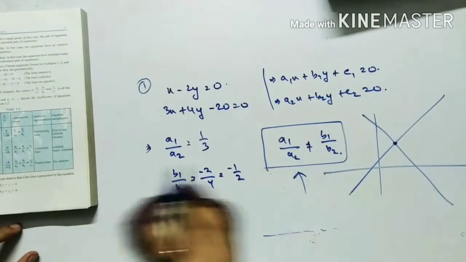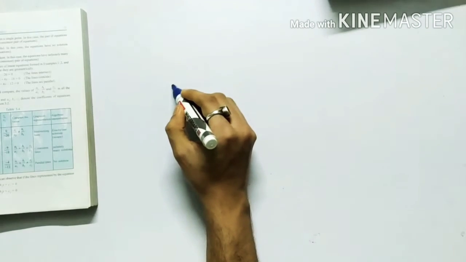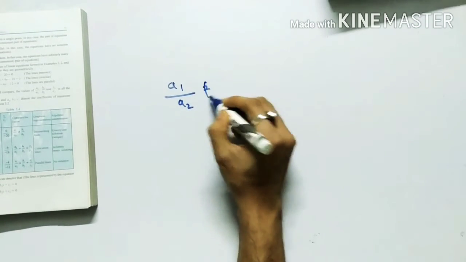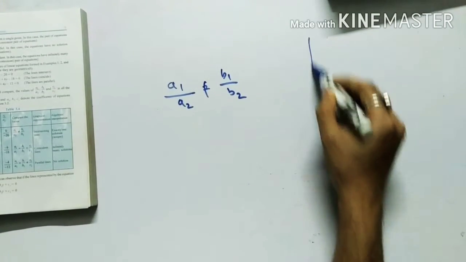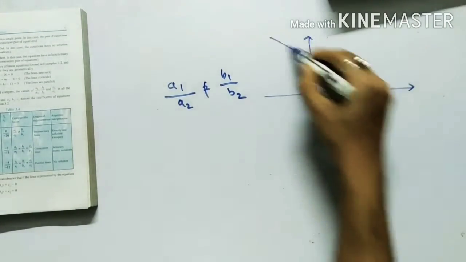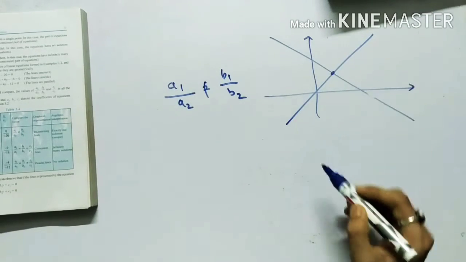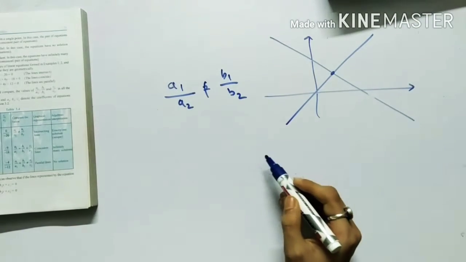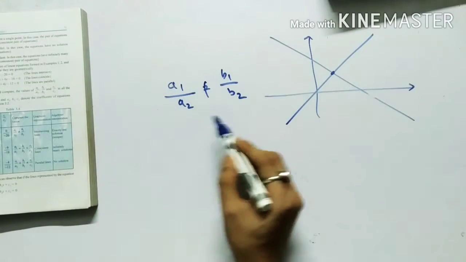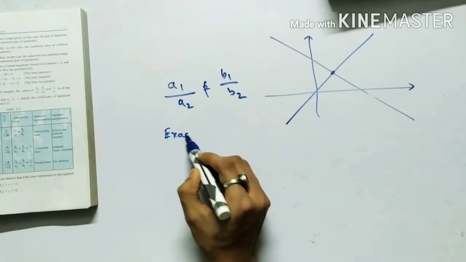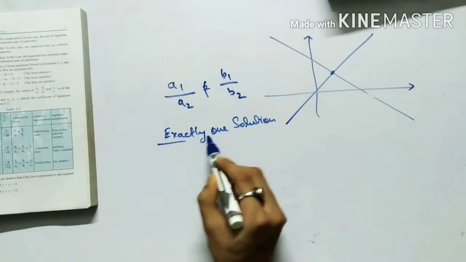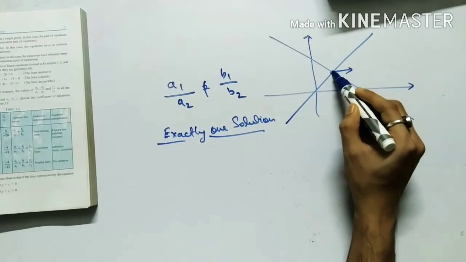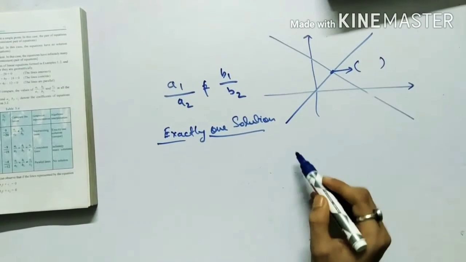Now next, I will show you the conditions. First of all, this is very important: a1 by a2 not equal to b1 by b2. Then their graphical representation will be that the two lines intersect at a point, and the algebraic interpretation will be that they have exactly one solution, and this point of intersection will be their solution.